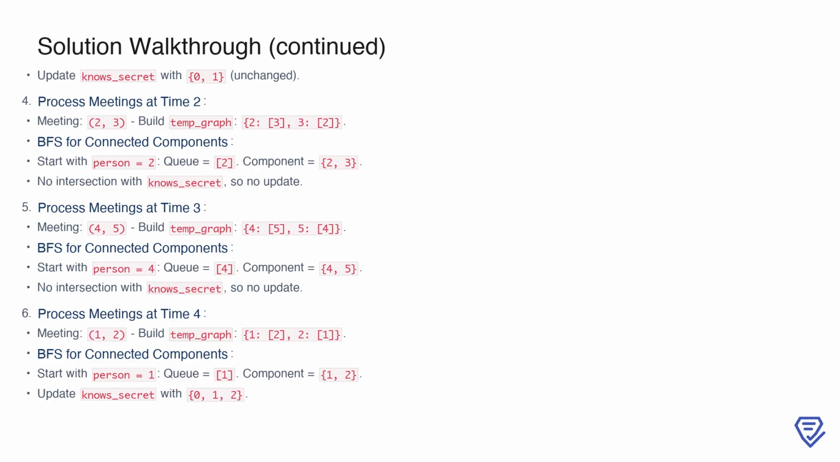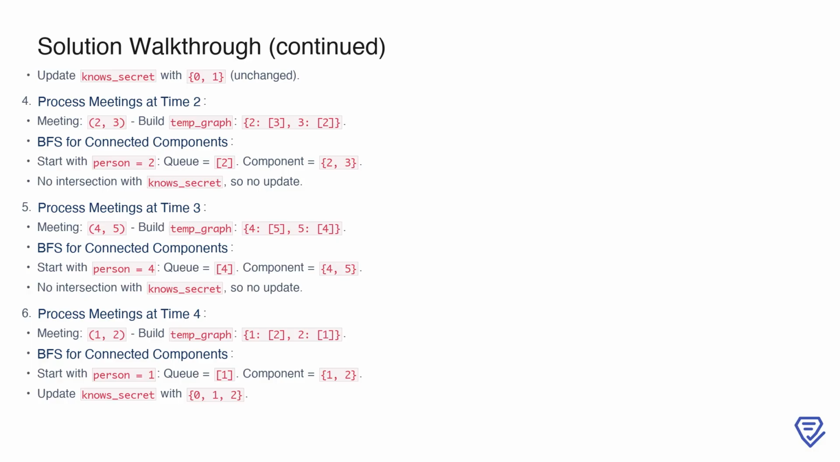Next, at time 2, persons 2 and 3 meet. The temporary graph for this meeting is 2, 3, 3, 2. Using BFS starting from person 2, the connected component includes persons 2 and 3. However, there is no overlap between this group and the knows_secret set, so no updates are made. Then, at time 3, persons 4 and 5 meet.